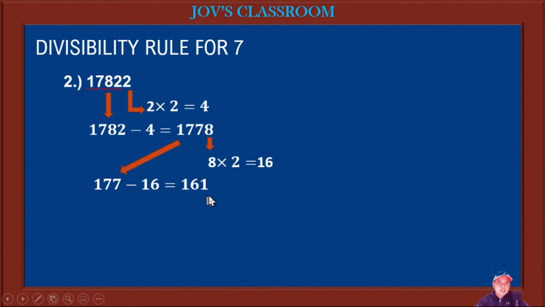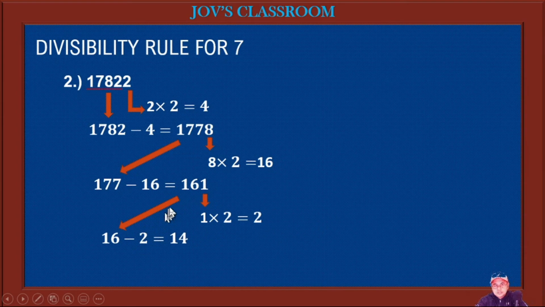177 minus 16, this is 161. Still, there are 3 digits, so the last digit is multiplied by 2 again, and then subtract from 16. Okay, so we have to stop here because we only have 1 digit left. So 16 minus 2 is 14. Is 14 divisible by 7? Yes. So therefore, the whole number is divisible by 7.